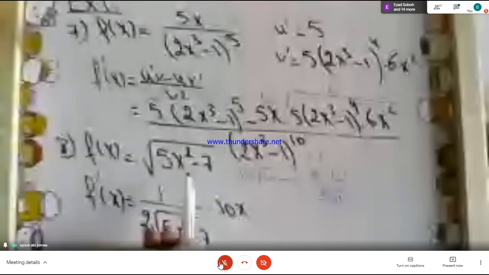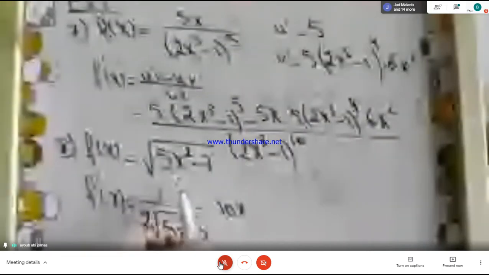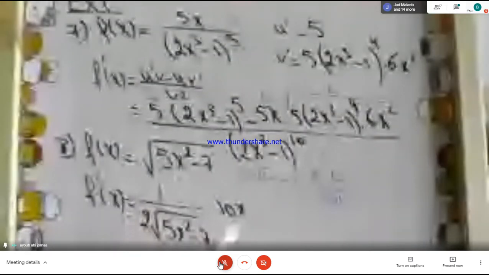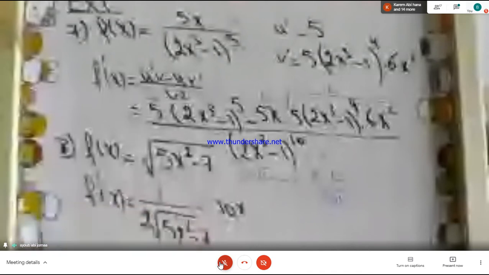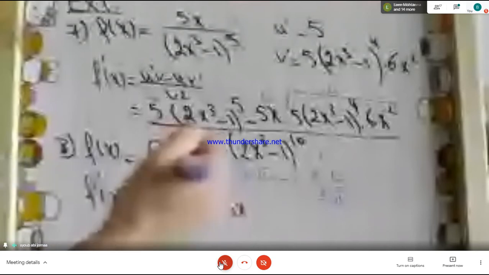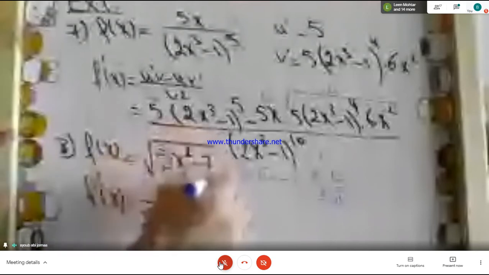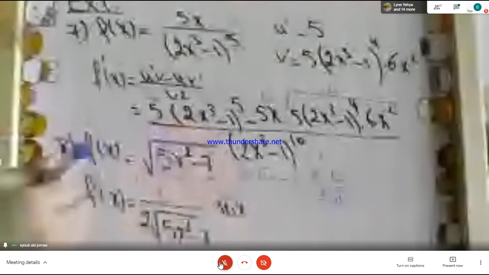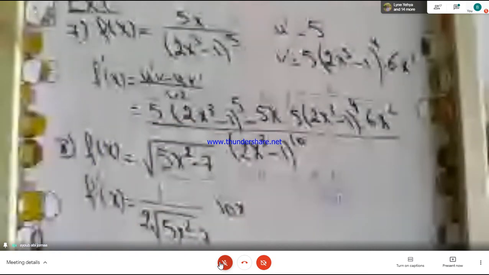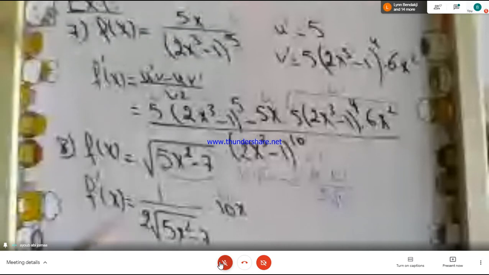So here it's under the form of radical u: 1 over 2 radical u times u prime. The 10x is the derivative of what's inside, the derivative of 5x squared, which is 10x. Okay? Any questions?